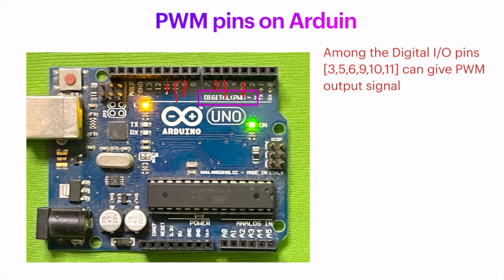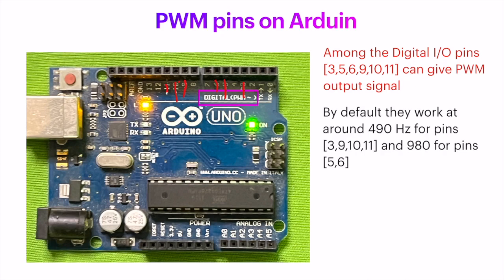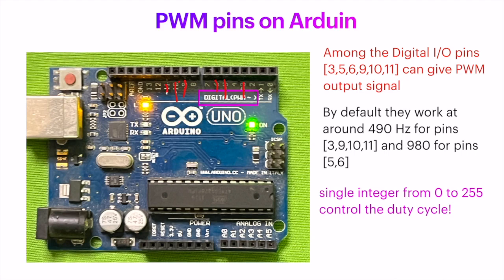These are internally configured using the ATmega. Pins 9, 10, 11 and 3 use 490 Hz as the frequency. In the last video, the frequency we used was fairly small. In this case, Arduino is giving us 490 Hz. If you want faster, then there are pins 5 and 6, which give a 980 Hz frequency for the pulse width modulation. There is a function given by the Arduino developers.